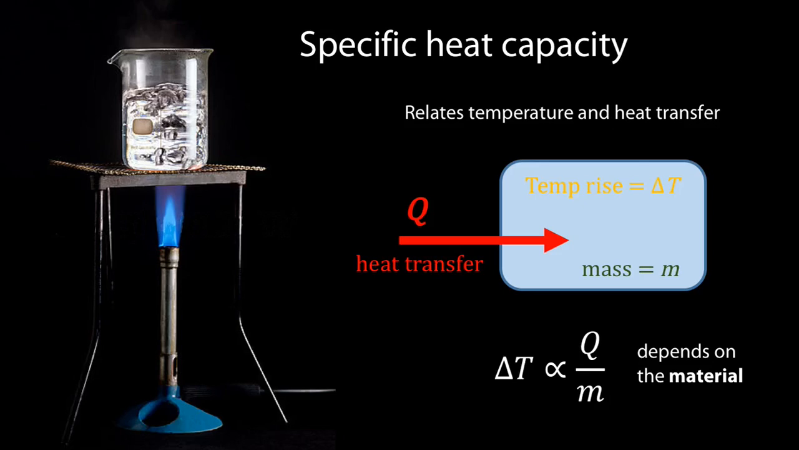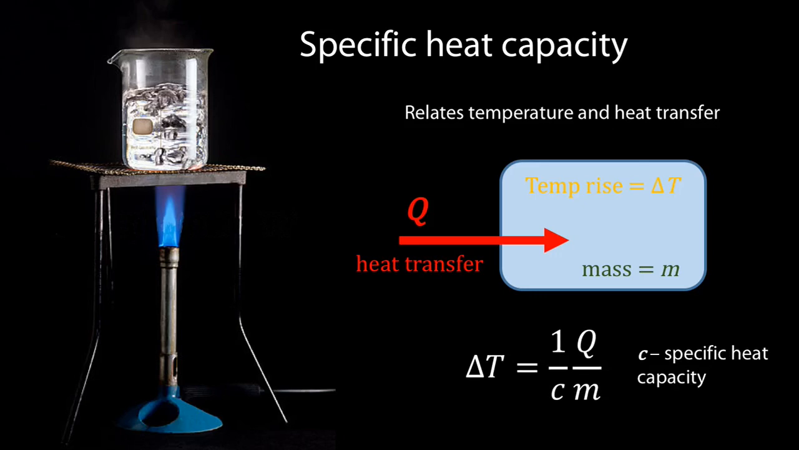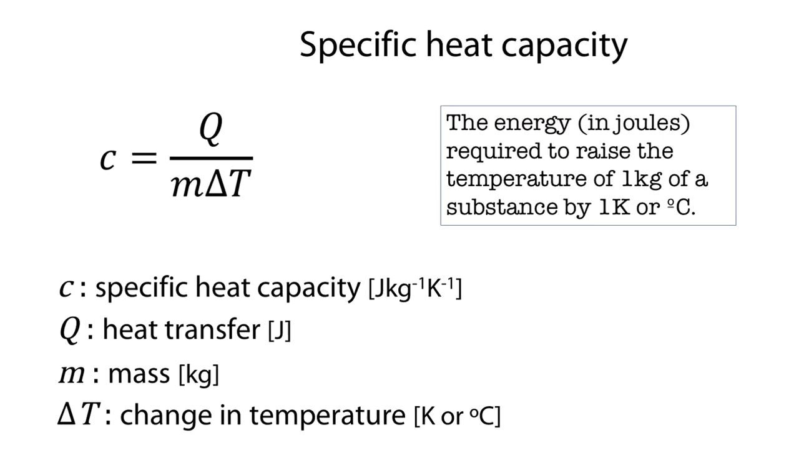So continuing there, delta T is proportional to Q and inversely proportional to m and depends on the material. So therefore, we introduce the C, the specific heat capacity, as the description of the material. It's the constant of proportionality, and we write it, if we're keeping our equation looking the same as it just did, delta T is proportional to 1 over C, Q over m. And if we rearrange the formula slightly, we get C equals Q over m delta T, which is the definition of specific heat capacity.